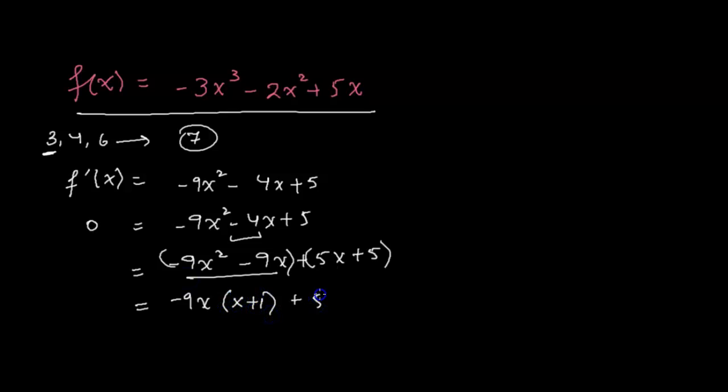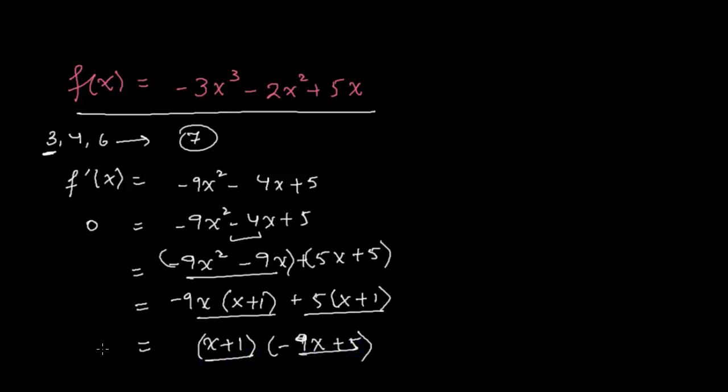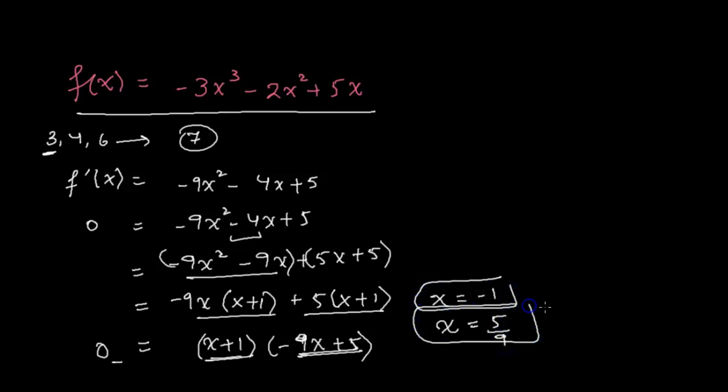Then we can factor 5 out and we are left with x plus 1 in the bracket again. The common factor of these two terms is x plus 1, and we are left with minus 9x plus 5. And finally, we will be left with these two factors that we will be solving for x from. When we put x plus 1 equal to 0, we will have x equal to negative 1. And when we solve negative 9x plus 5 is equal to 0, it would give us x equal to 5 by 9. So these are our two critical numbers.